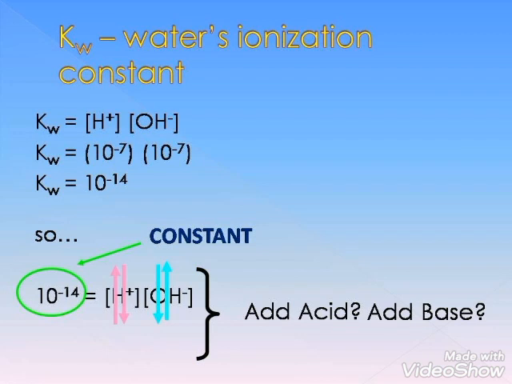Water's ionization constant is Kw, which is equal to the product of the H+ ion concentration and the OH- ion concentration. We all know that in pure water the concentration of H+ is 10 to the power of minus 7, and OH- is also 10 to the power of minus 7. That means equal amounts of H+ and OH- are given out. So the ionic product of water is 10 to the power of minus 14. So 10 to the power of minus 14 is regarded as the Kw, or the water's ionization constant.